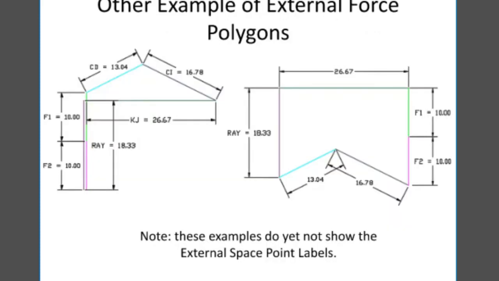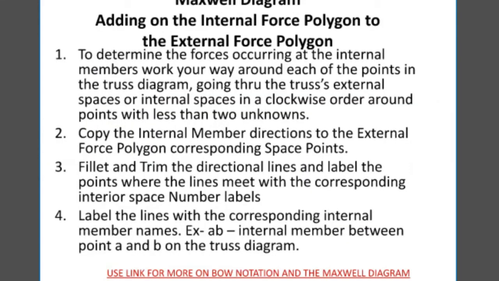Here is another example of an external force polygon. Please note that in these examples, we do not yet show the external space point labels. This is simply a representation of the external forces stacked tip to tail. Moving on, we will create the Maxwell diagram by adding the internal force polygon to the external force polygon.